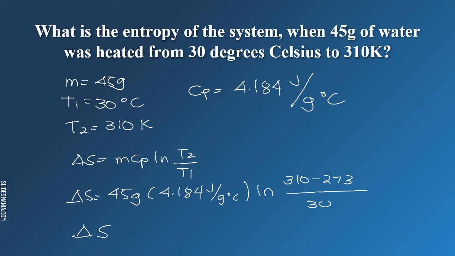So what will be our delta S? 45 times 4.184 times ln of 310 minus 273 over 30. So we have delta S equal to 39.4862 joules per degree Celsius.